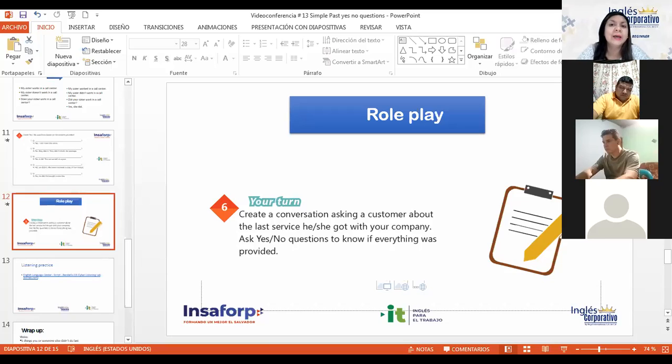Los voy a mandar a las salitas, a the breakout rooms y en parejas. Van a crear esta conversación y tienen que por lo menos hacer tres preguntas, yes or no, in the past, hablando sobre cómo estuvo el servicio, ¿verdad? Luego creo que vamos a tener suficiente tiempo para que todos presenten su conversación. Hoy sí. Hoy no se sabe.